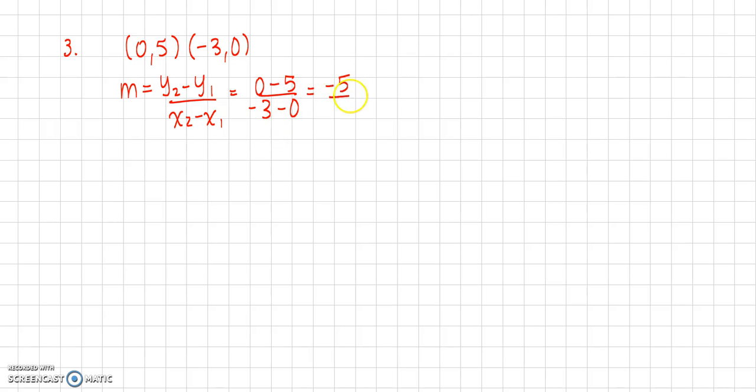0 minus 5 is -5. -3 minus 0 is -3. So the slope of this line is positive 5/3. Since the slope of the line is positive 5/3, that eliminates B, D, and E. Our equation in slope-intercept form looks like this. We already know that our slope, m, is 5/3, and we were told in the problem that our y-intercept was 5. b stands for the y-intercept, so we put in a plus 5 there, and that means our answer is C.